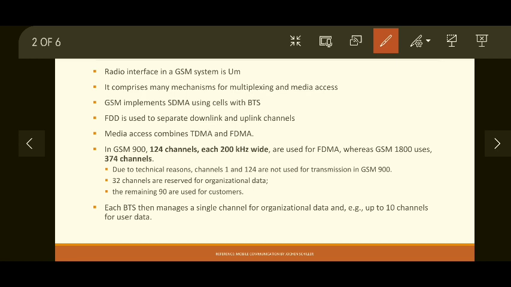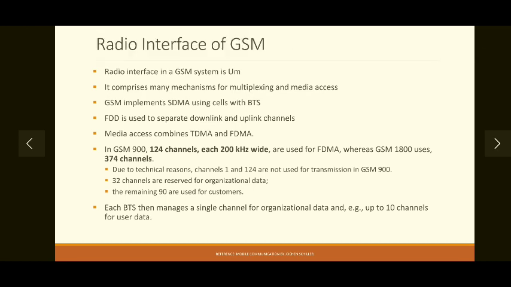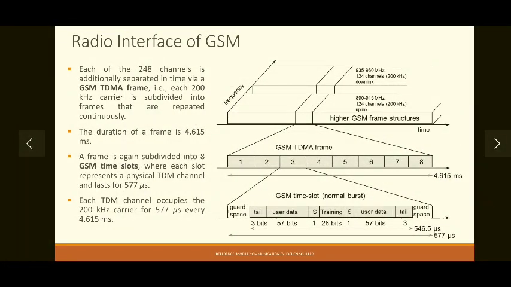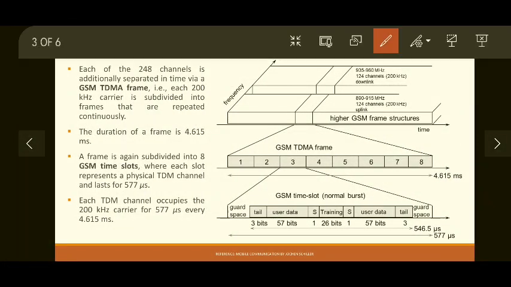Let's see how this FDMA technique is implemented. So you can see the different channels, downlink and uplink, in this particular diagram. This is a frequency axis. That means on this axis everything is about frequency. So it is divided into two parts.